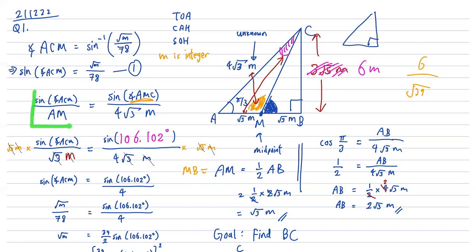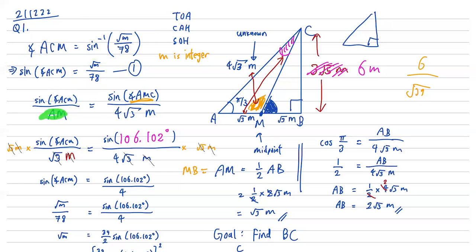So I can use the sine rule and I can get this ratio here: sine of angle ACM, which is this pink angle, divided by its opposite length, which is this guy, AM, equals sine of angle AMC divided by its opposite length, 4 root 3m. Now, notice that there are a few unknowns here. AM is unknown, angle AMC is also unknown. Angle ACM we also cannot find out, but we can leave it alone because we can later substitute the sine of angle ACM directly with square root m over 78.